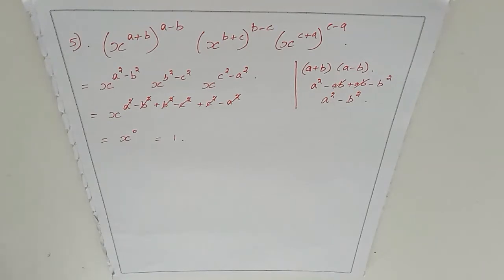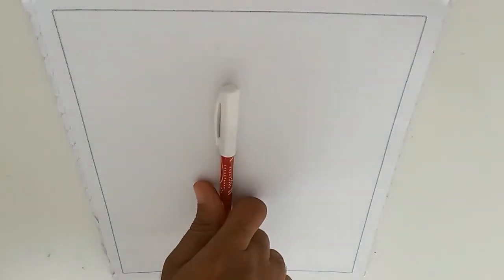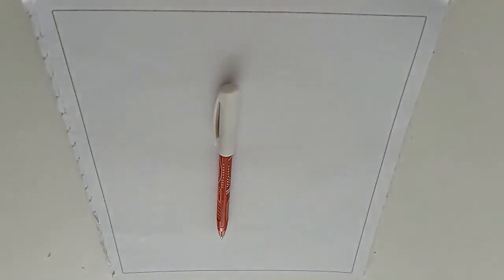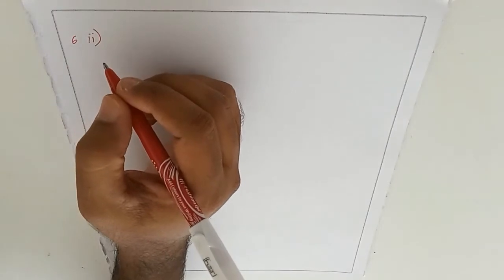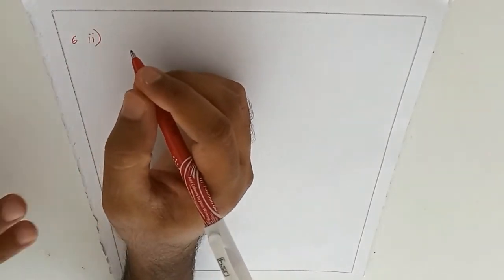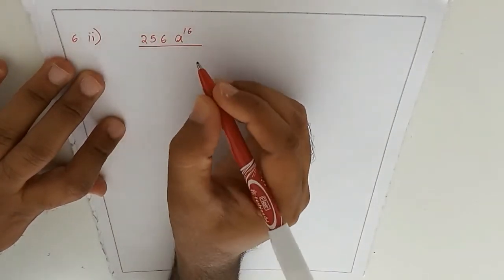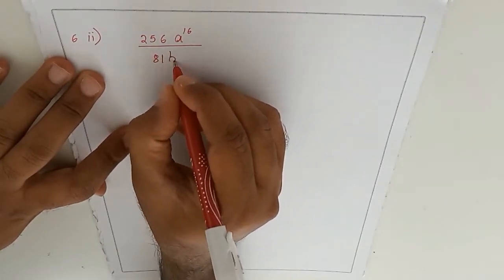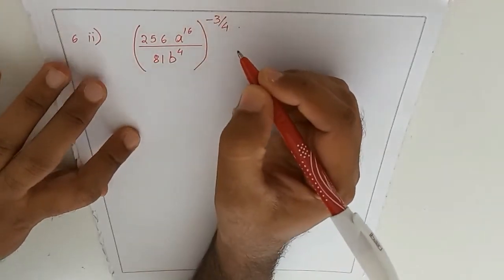Next I'll be solving the sixth one. In the sixth one, I will solve subproblem 2. And the question is 256 into a power 16 divided by 81 b power 4. This is raised to power minus 3 by 4, and this is what I need to solve.